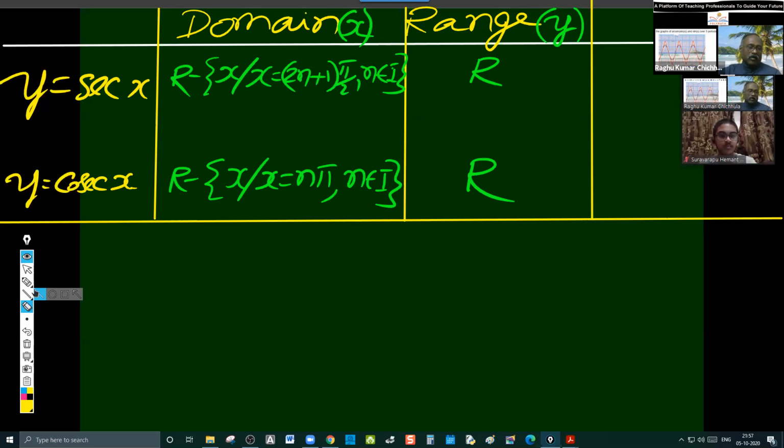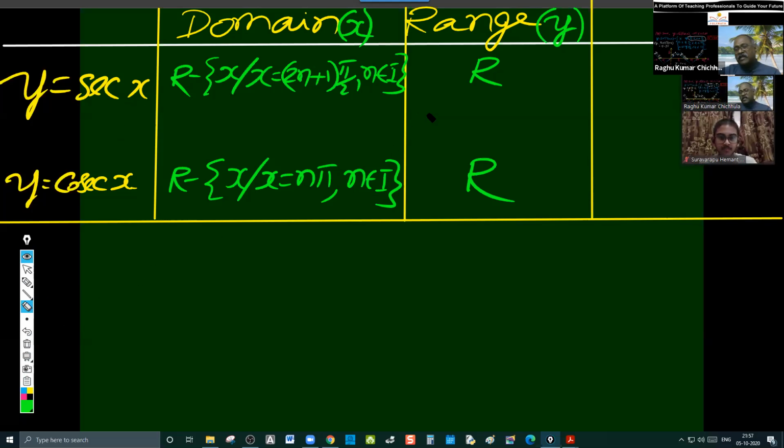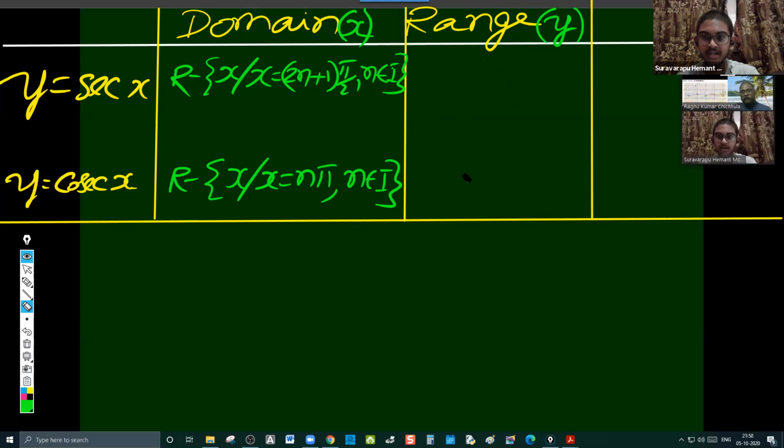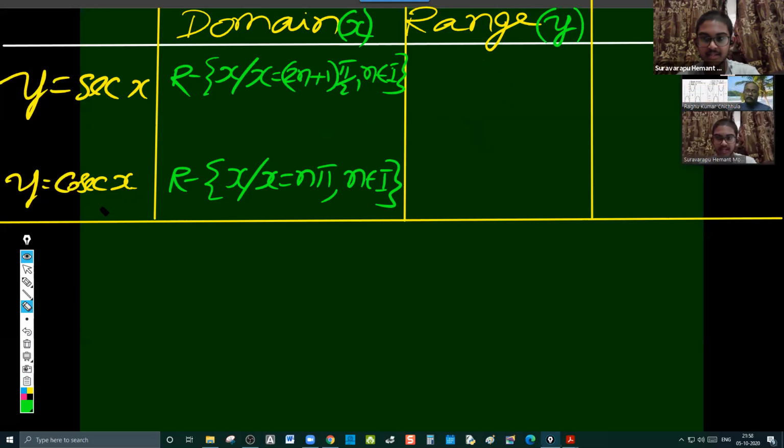Okay. Now, one more hint here for you. Whose reciprocal is secant x? Cos x. What is the range of cos x? Minus 1 to 1. You must say the lower value first. Minus 1 to plus 1. Whose reciprocal is cosecant x? Also sine x. Right. What is the range of sine x and cos x? Same, minus 1 to plus 1. Very good.